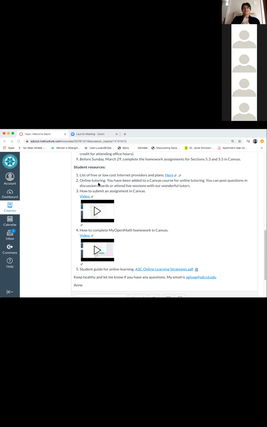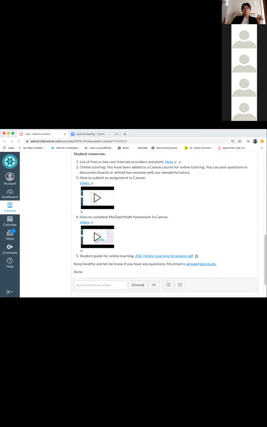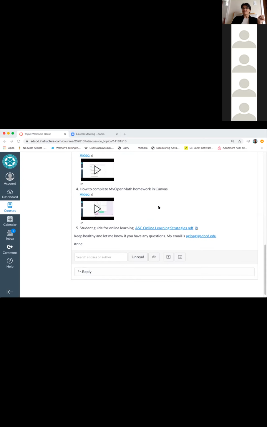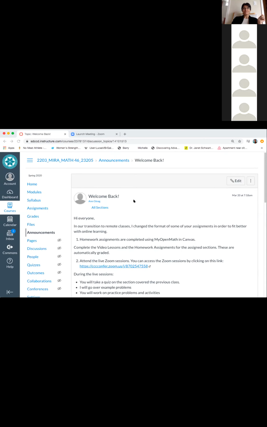To access that, there should be an extra course that you see in Canvas when you log in, besides your regular classes. I think it's called Development something, and that's our tutoring site. There are a couple of videos in here on how to submit assignments in Canvas and how to complete your My Open Math homework in Canvas, and that's it. Okay, any questions so far?